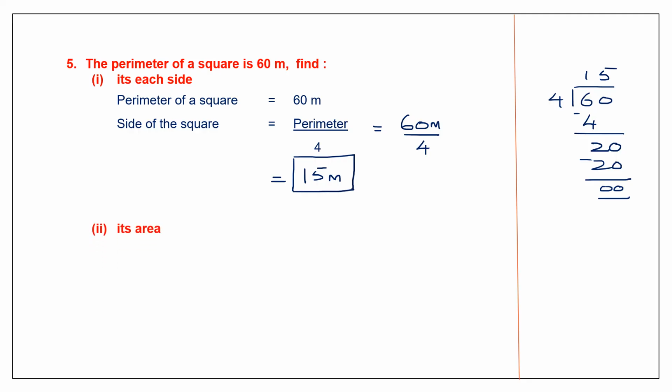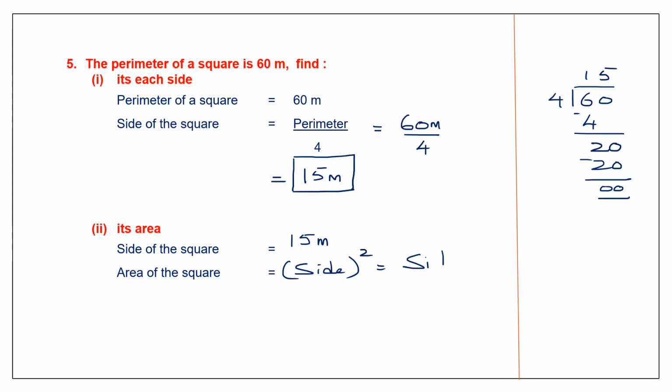Now the second thing we need to find is its area. Now let's use this measurement of the side. The side of the square is 15 meters. Now we are going to find its area. The area of the square is side square. So that is side into side. That will be 15 meters into 15 meters because that is the value of the side. So 15 into 15. Let's multiply.